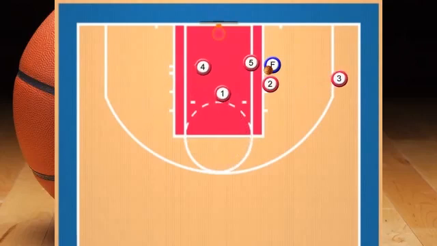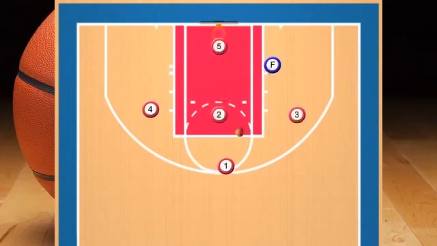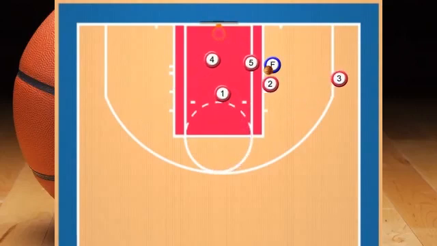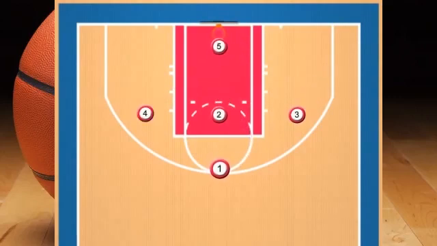3. Everyone must crash the boards. Since zones are susceptible to offensive rebounds, every player must crash the boards hard when a shot is made and get the rebound. 4. Must stay in defensive stance.